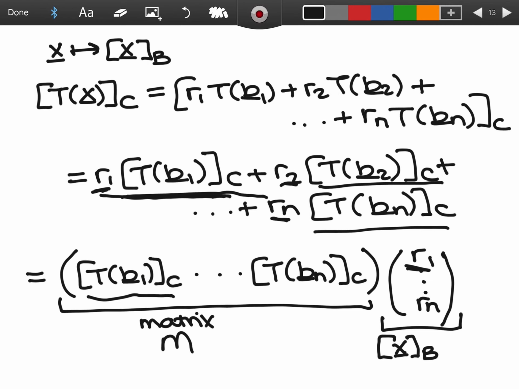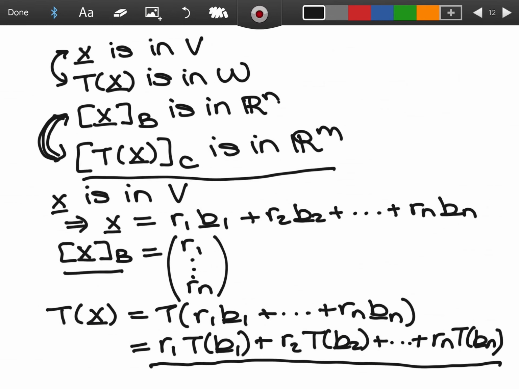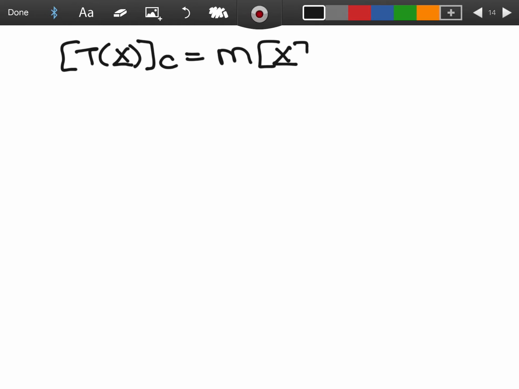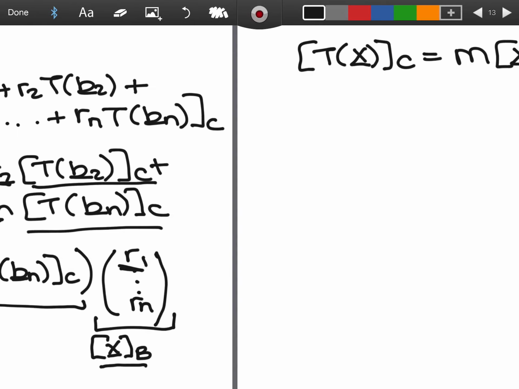So what we have done here is we have written the C coordinate vector of T of x and made it equal to a matrix times the B coordinate vector of x. That is exactly what we wanted. We have related these two things here, x with respect to B and T of x with respect to C. So we know that T of x with respect to C is that matrix M multiplied with the vector x, but taking its B coordinates, so it's x with respect to B.